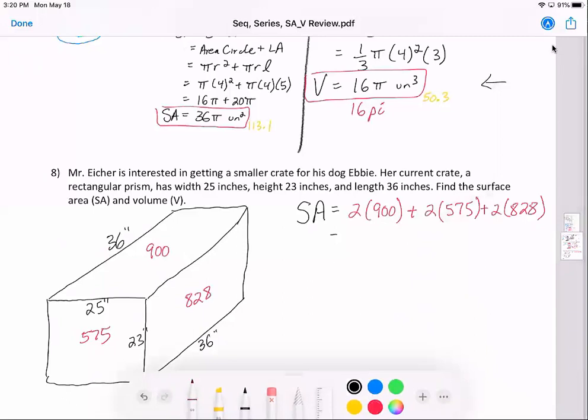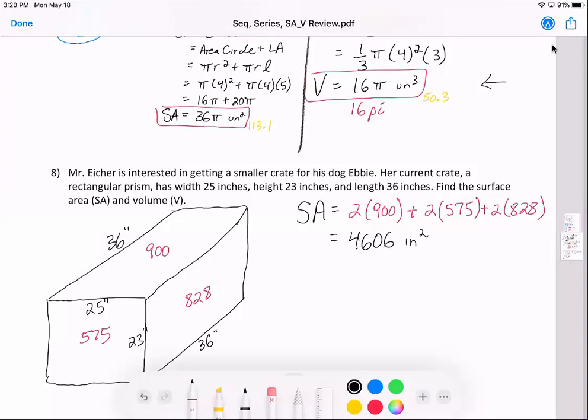Okay, so then we can add those up. We get 2 times 900 plus 2 times 575 plus 2 times 828. And that gives us 4606 square inches. So that would be our surface area of the crate. That's one approach that you could use.